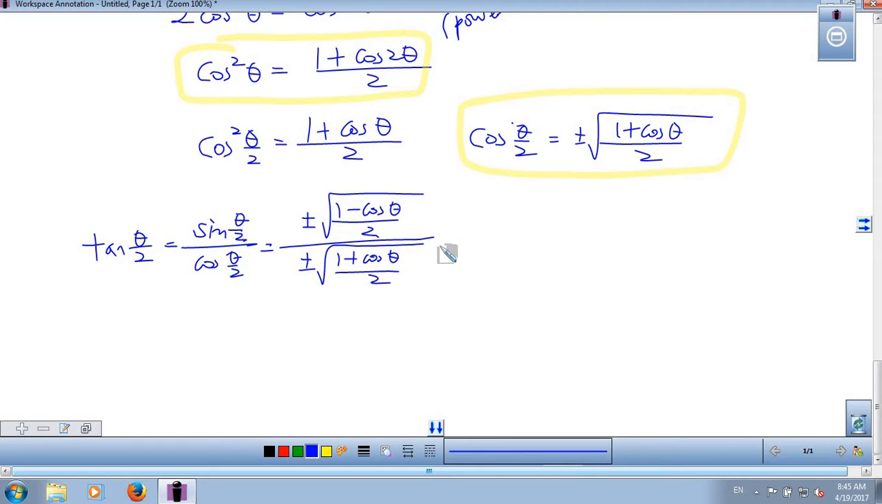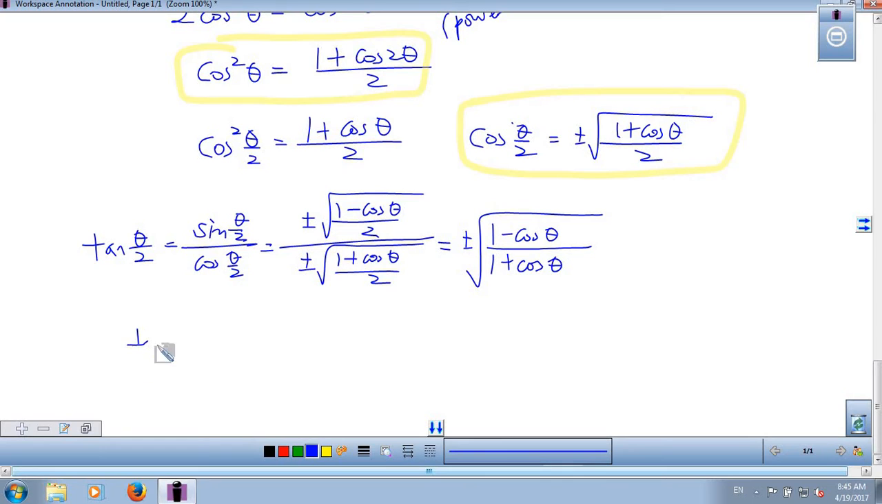As you can see, the plus minus sign, well, actually the plus minus sign can stay there, because we will have two different answers. We can always have two different answers, but the denominator is the same, so we can combine the two radicals to become 1 minus cosine over 1 plus cosine. So this is one way to use it. But there's also another way to simplify this expression a little bit more.